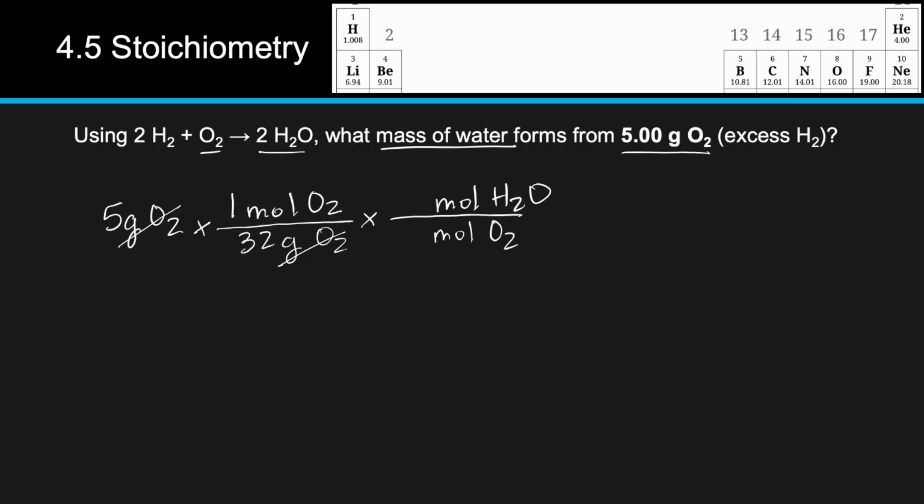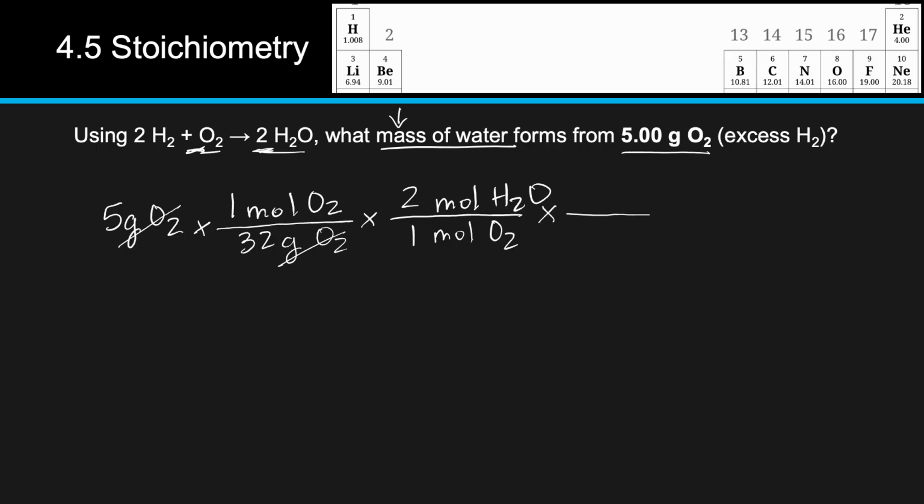Now this is the mole ratio. You see moles over moles. I am getting these numbers from my balanced chemical equation. We can see that we have a 1 in front of oxygen gas, and we have a 2 in front of water. Finally, I'm in water, but I need to get in mass.